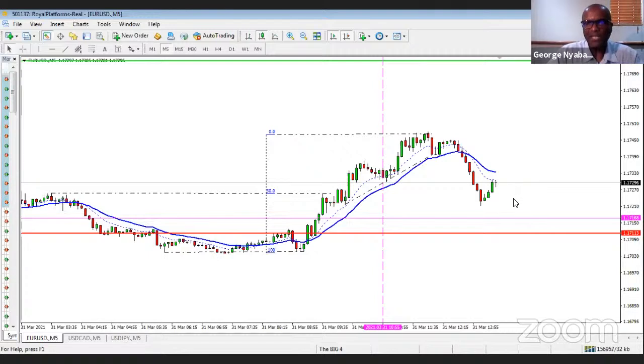In this particular moment, what we're waiting for, good bear strength. Let's wait and see if we get either a lower high or a decent test of the moving average. At this stage, best to wait and see what we get.